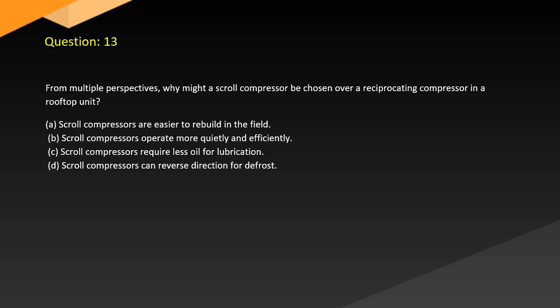Question 13. From multiple perspectives, why might the scroll compressor be chosen over a reciprocating compressor in a rooftop unit? A. Scroll compressors are easier to rebuild in the field. B. Scroll compressors operate more quietly and efficiently. C. Scroll compressors require less oil for lubrication. D. Scroll compressors can reverse direction for defrost.